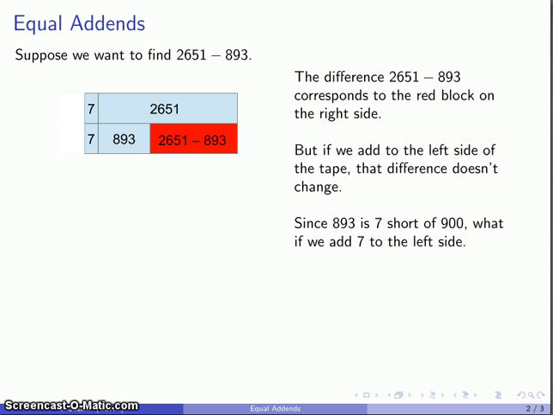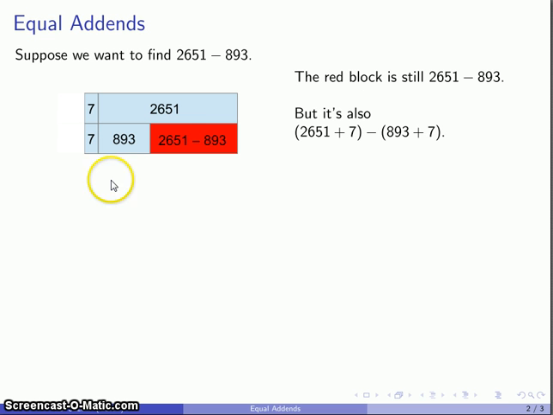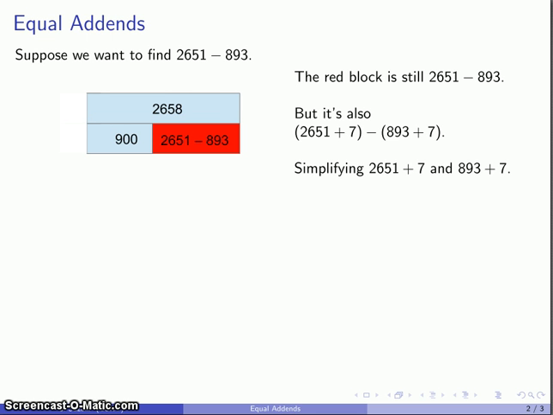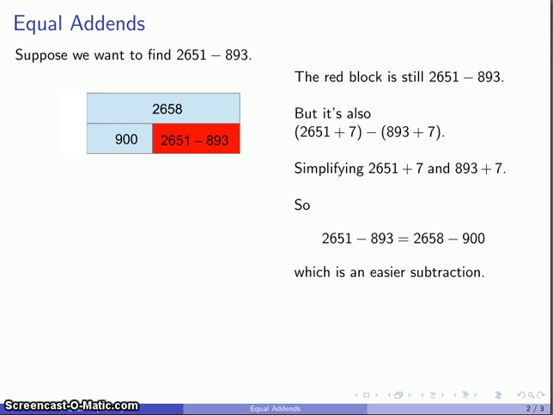Now, what is that subtraction? Well, the red block hasn't changed. It's still exactly the same thing it was before, but now I have this difference: 2,651 plus 7 minus 893 plus 7. And I can simplify both of those two operands. 2,651 plus 7 is 2,658, and 893 plus 7 is just 900. So what do I have? This original subtraction is equal to a much simpler subtraction, 2,658 minus 900.